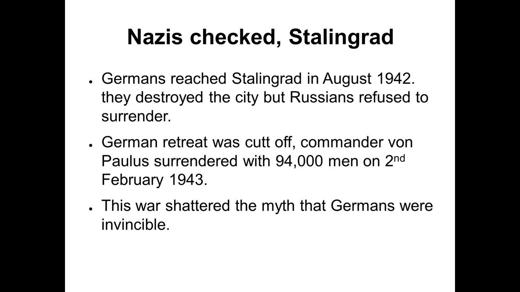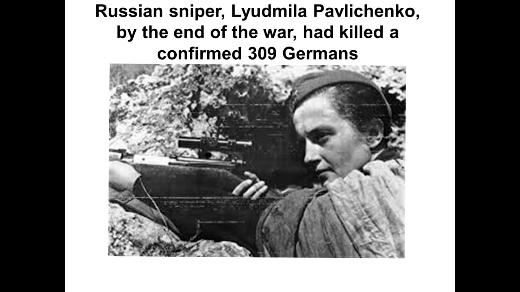Now look at this woman, this Russian sniper, Ludmila Pavlichenko. By the end of the war, she had killed a confirmed 309 Germans. She was a sharpshooter, a Russian sharpshooter. And see the victims she killed. 309.